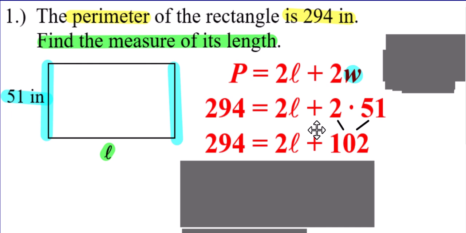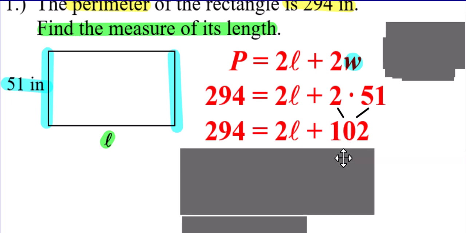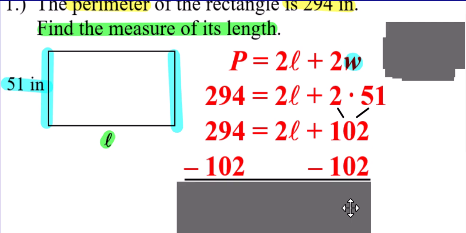Now we can do inverse operations. And you guys know how this works by now. You're going to go in the reverse order from what's happening to the variable. The variable is being multiplied by 2. Then it's being added by 102. You can do inverse operations in the reverse order. So start with the addition or subtraction piece. Inverse of adding by 102, subtracting by 102. Do it on both sides of the equal sign.